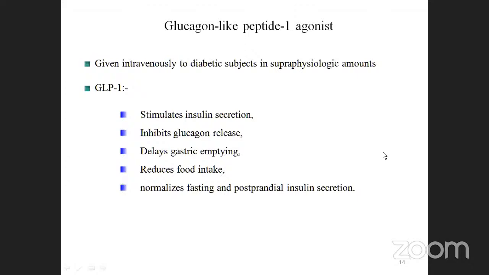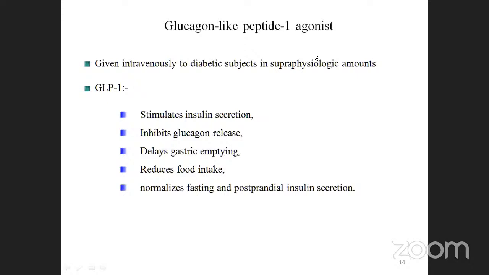Okay, so these are all peptides. I have written there, glucagon-like peptides. Now think once again. Can we take insulin by oral route? No, sir. We cannot take it by oral route. Why? Because, sir, it is made of amino acids. Amino acids or peptides? Peptides, sir. So why are you not taking GLP-1 agonist by oral route?